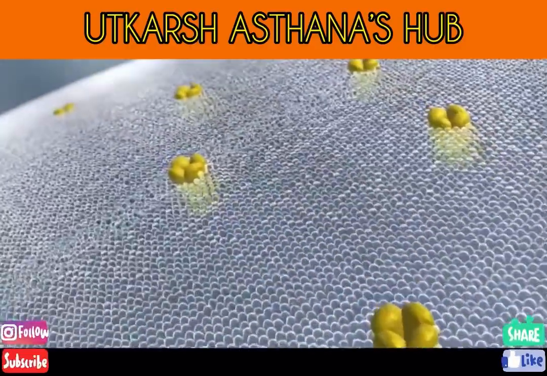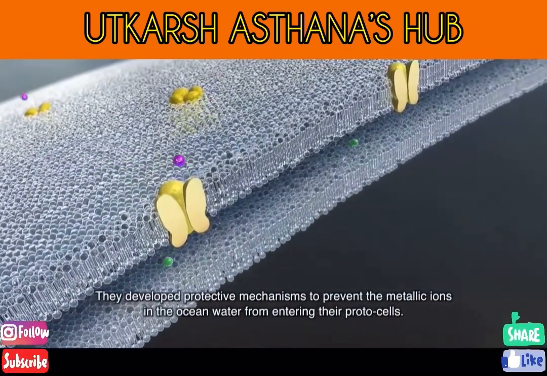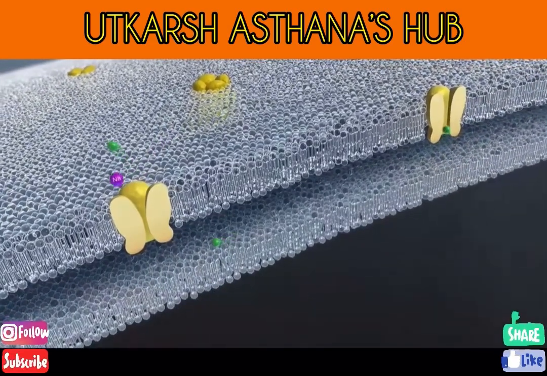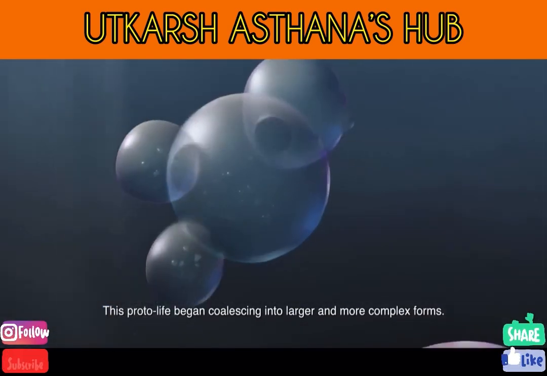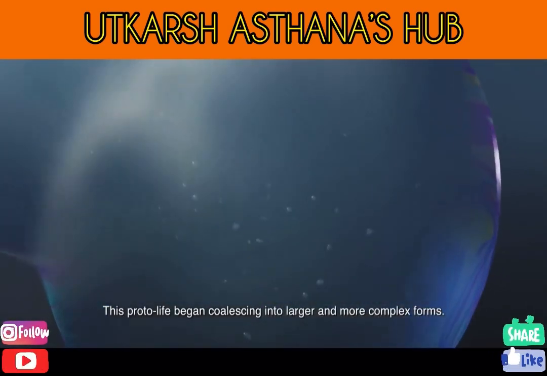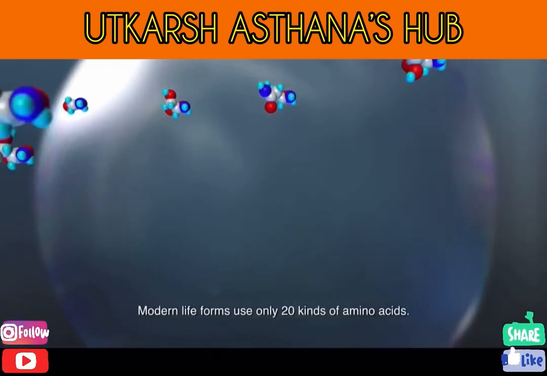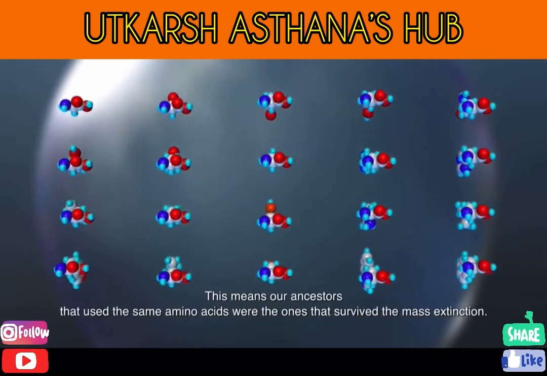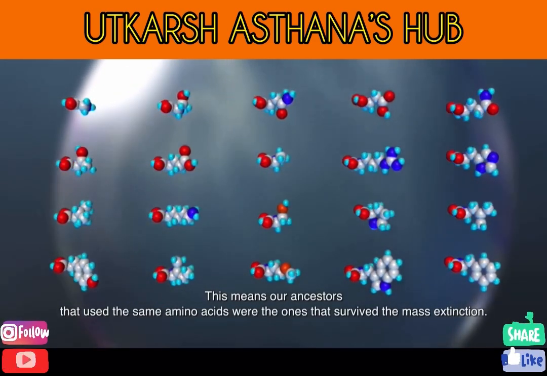These were those who developed protective mechanisms to prevent the metallic ions in the oceanic water from entering their protocells. And once again, they were the fittest and hence they survived. This proto-life began coalescing into larger and more complex forms. Modern life forms use only 20 kinds of amino acids. This means our ancestors that used the same amino acids were the ones that survived the mass extinction.